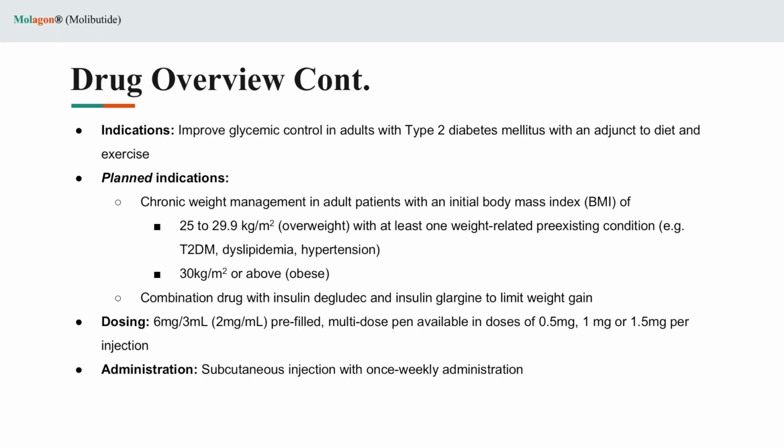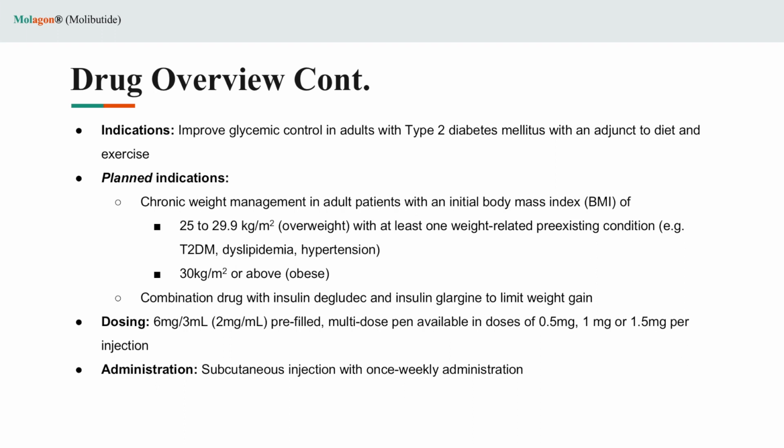The drug indication for Molygon is to improve glycemic control in adults with type 2 diabetes as an adjunct to diet and exercise. Also, we're planning to indicate it for managing chronic weight in adult patients with an initial body mass index of 25 to 29.9. These are patients who are overweight. And BMI of 30 or above, these are patients who are obese. We are also trying to combine it with insulin degludec and insulin glargine to limit weight gain.